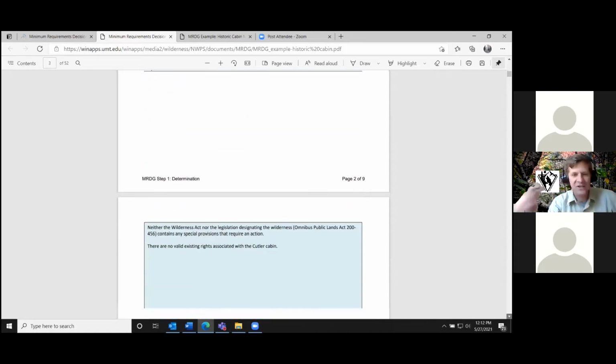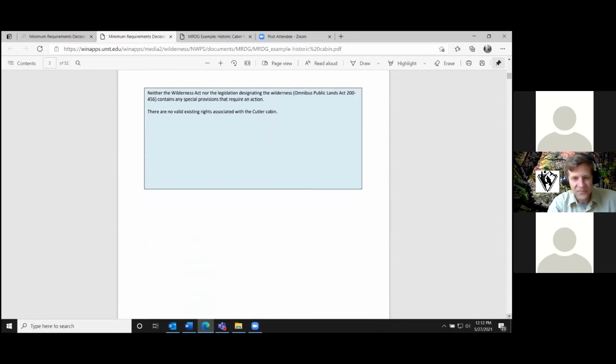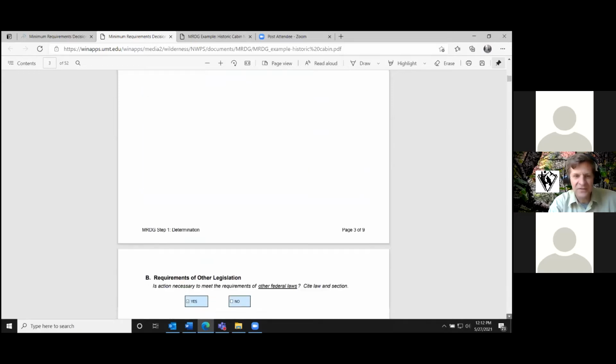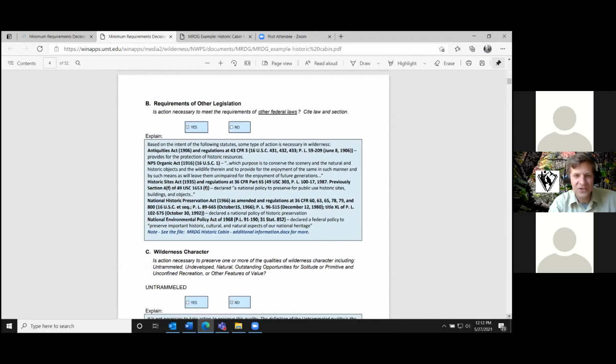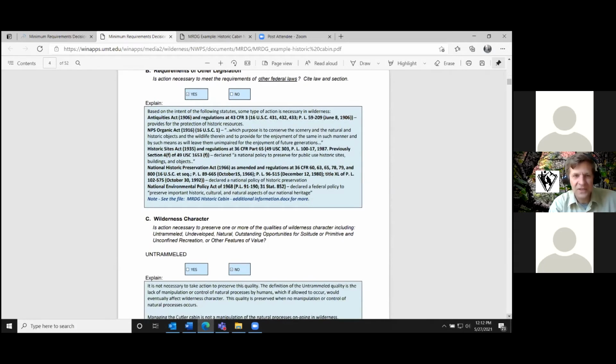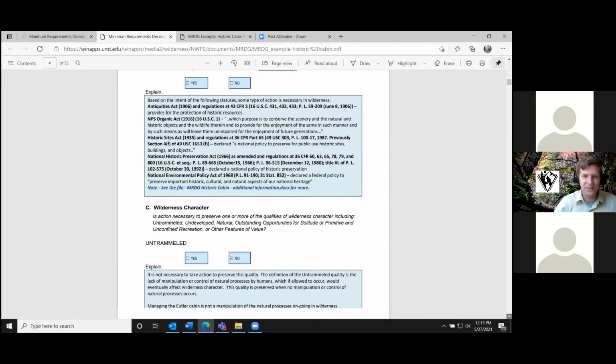You can scroll down some more. And the guide is basically just going to walk you through a couple of different check boxes, and then it asks you to explain. So requirements of other legislation. This is where the box is checked yes, and you can see they highlighted all the other legal obligations that they have to do something with this cabin. So that would be an example of that.